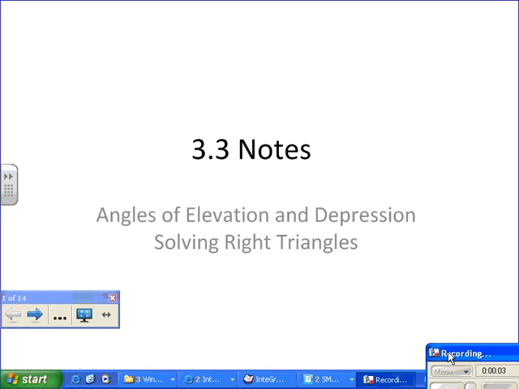Hi everyone, welcome to our first lesson in 3.3 notes. So 3.3 has been broken into two parts, and the first part is on angles of elevation and depression, which is what we're going to look at right now. And the second part of 3.3 is on putting all of our knowledge together about right triangles and solving everything in a right triangle. So we're going to do that lesson separately. So right now we're just looking at angles of elevation and angles of depression. So let's go ahead and get started.